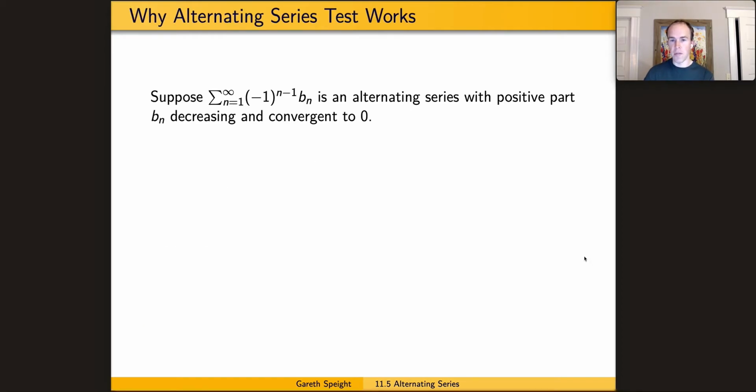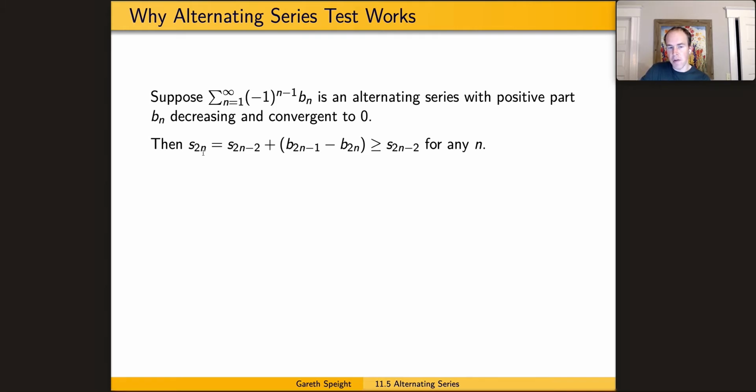Okay, why is this true? Just a brief aside. Suppose we have an alternating series with positive part b_n. The positive part is decreasing and goes to 0, as in the alternating series test conditions. Okay, then let's make this funny calculation. Remember S_n is the sum of the first n terms. So let's look at S_2n, which is the sum of the first 2n terms.